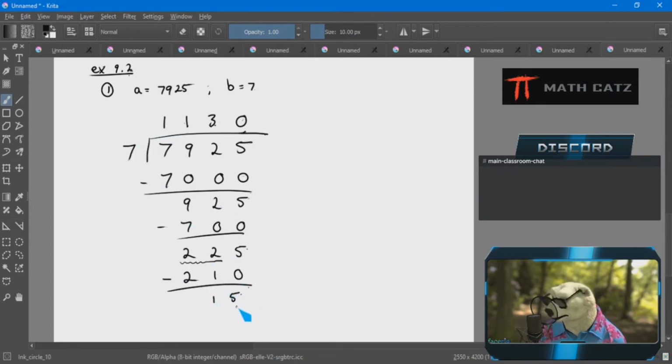Now I have to go to the ones place. 7 goes into 15 2 times. I've then used 2 times 7, which is 14.